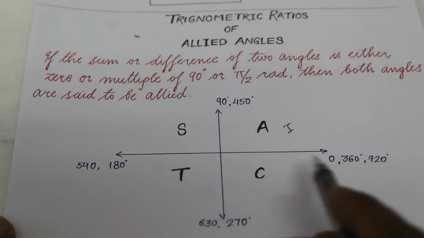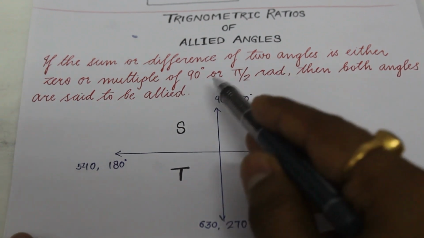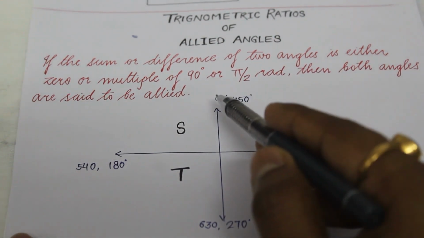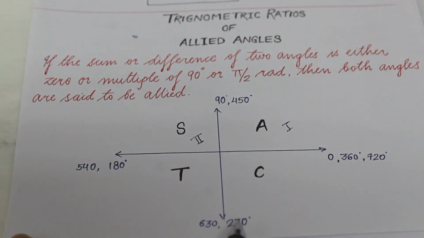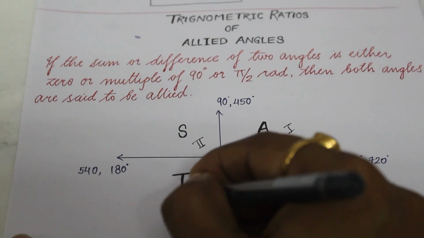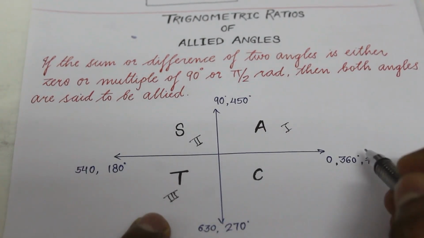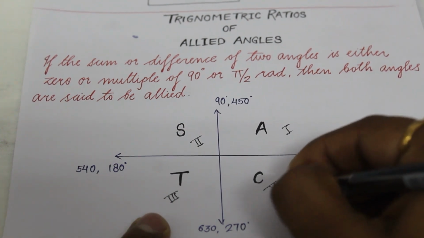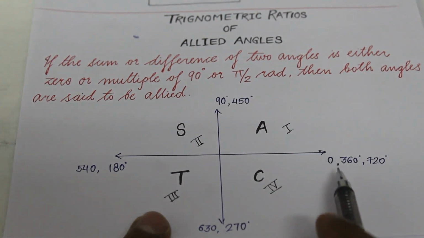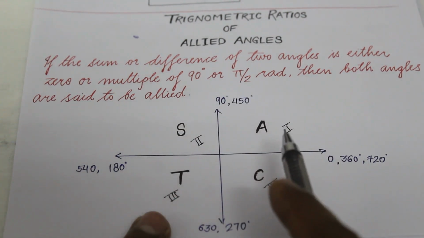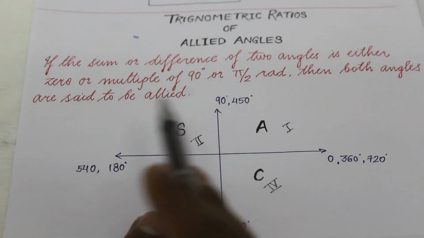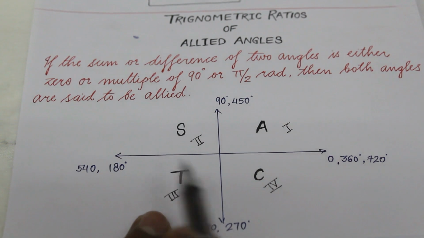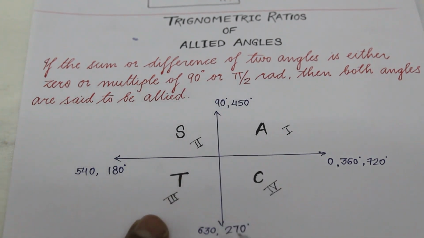As you can see, I have drawn a line. There are 4 quadrants. 0 to 90 is considered as the first quadrant. 90 to 180 is considered as the second quadrant. 180 to 270 is considered as the third quadrant, whereas 270 to 360 is considered as the fourth quadrant. It means if the angle is between 0 to 90, it will lie in the first quadrant. If the angle is between 90 to 180, it will lie in the second quadrant. Similarly, if the angle lies between 180 to 270, it will lie in the third quadrant, and between 270 to 360, it will lie in the fourth quadrant.